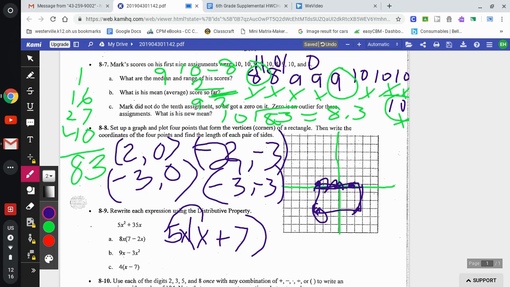All right, moving on to our next one. This is the easier part because we're just multiplying. 8x times 7 would be 56x. And then 8x times 2x would be minus 16x squared.